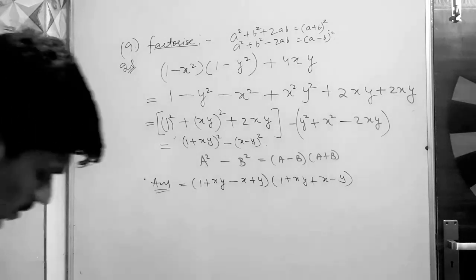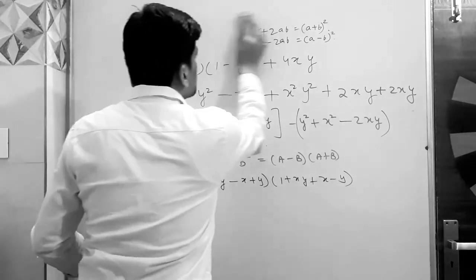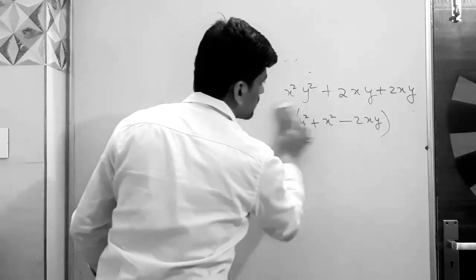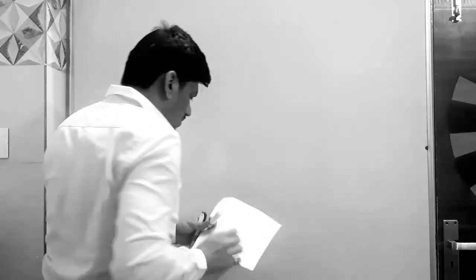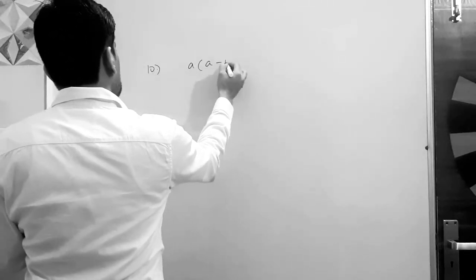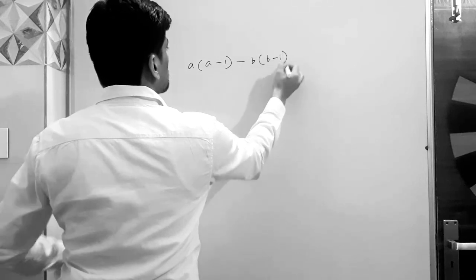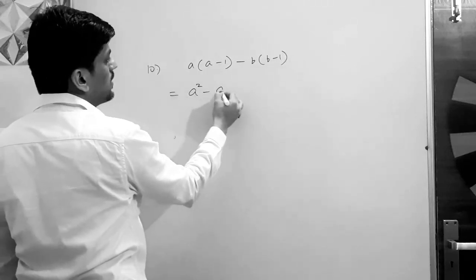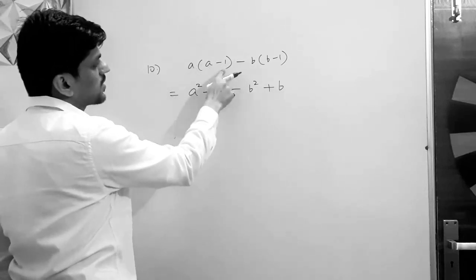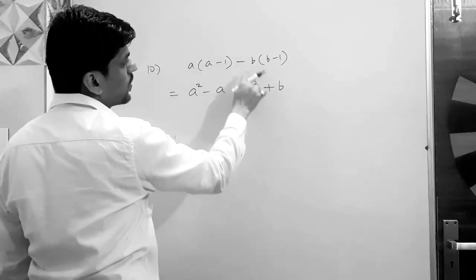Now let us do the 10th question. Again, the 10th question was on factorization. Factorize this: a into a minus 1 minus b into b minus 1. So this will become a square minus a, and b square. A into a is a square, minus a into 1 is a, minus b into b is b square, minus minus plus, so b.